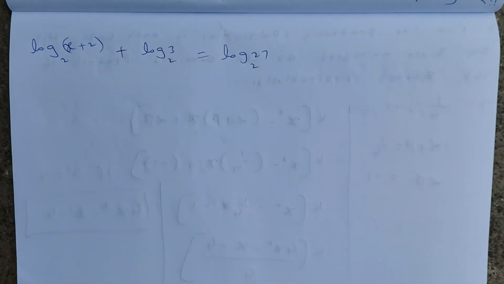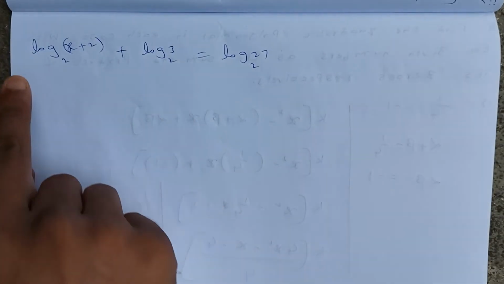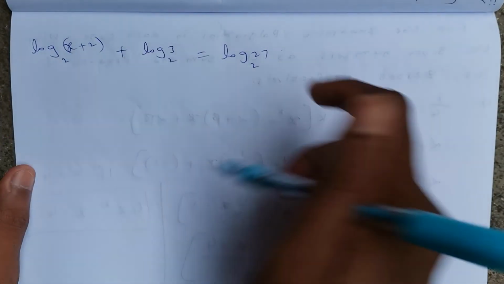Okay, let's take one more question. Value of x if log x plus 2 base 2 plus log 3 base 2 is equal to log 27 base 2. Now if we observe this LHS, it is in the form of log x plus log y.